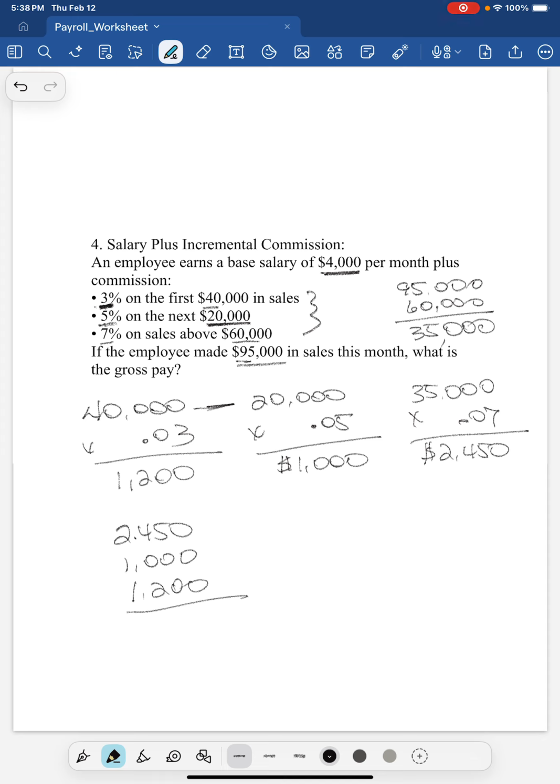So now what we need to add up is all of their commissions, which is going to give us $4,650. But don't forget, you have to add the base salary that they make to that. So in this 1 month, this person kind of had it going on. They made $8,650 with their base salary plus their commission at each rate.